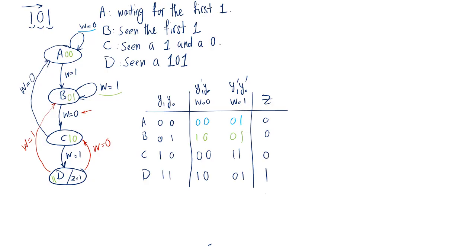Okay, now how do I generate my Karnaugh maps? Well, similar idea as before. It's just that because I have only 2 bits for my state and 1 bit for my input, my Karnaugh map is going to be half the size. So I'm going to have y1, y0, and w here.